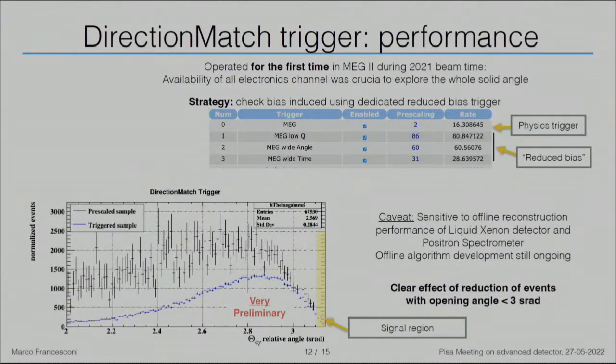Here is the slide of the performance for this algorithm. In order to extract the efficiency, we do a comparison of the physics trigger with what we call reduced bias triggers. And here you can see that for relative angles smaller than 3 steradians, the spectrum starts decreasing.